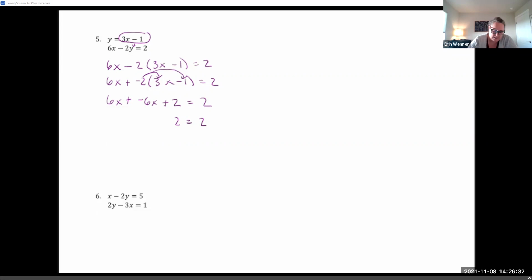When really, this is a redundancy, meaning 2 equals 2. Sure, I know that already, right? We're restating the obvious. And that is because these are the same line and we get infinite solutions.